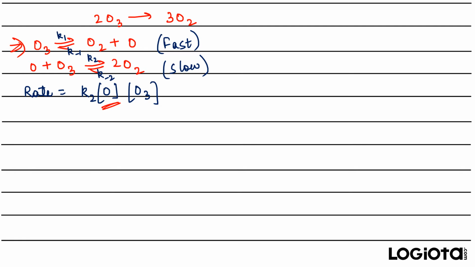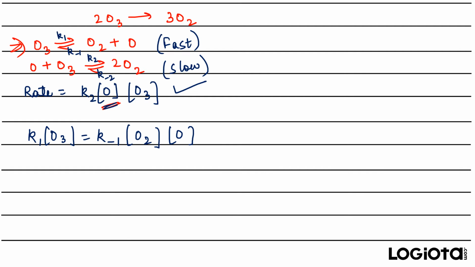Now you know that for a reaction in equilibrium, the rate of the forward reaction is equal to the rate of the reverse reaction. So this can be written as, for the first reaction, k1[O3] will be equal to k minus 1[O2] multiplied by [O]. Right? Now what we will do is, we want an equation which should be equal to [O], and we could remove this.